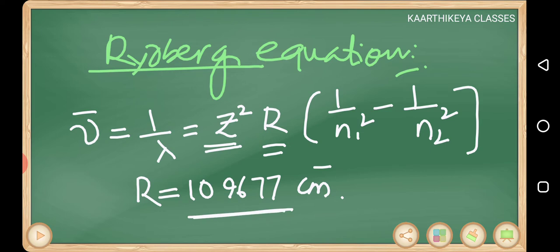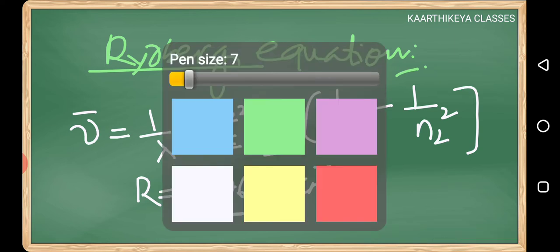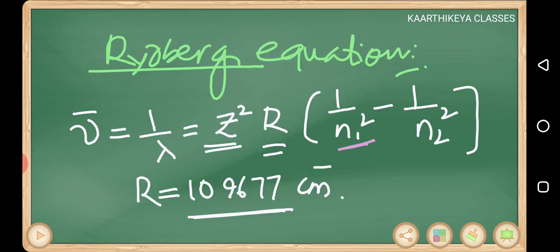In meters, 10 power 7 you take, not an issue, don't worry about the 9,677 value. If they are asking you the exact value, that's okay, but for calculation purposes you can take 10 power 5. You will get the answer, don't worry. And here N1 is the lower energy level, N2 is the higher energy level. R is Rydberg constant, Z is the atomic number, lambda and nu bar are known to you. Wave number is nu bar, lambda is wavelength.